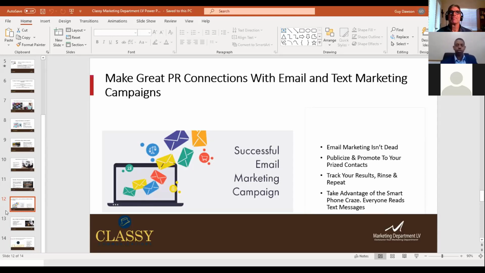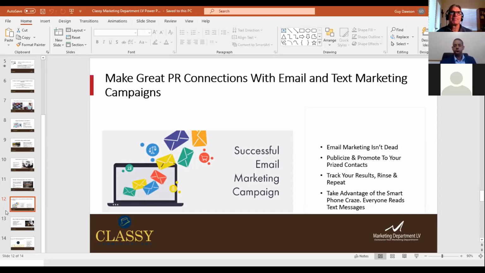Everyone's got their phones with them all the time. Why wouldn't you take advantage of a platform that allows you to reach people at such a high level, and the open rate is 80 to 85% when it comes to text messaging? Great way to reach out and touch people.